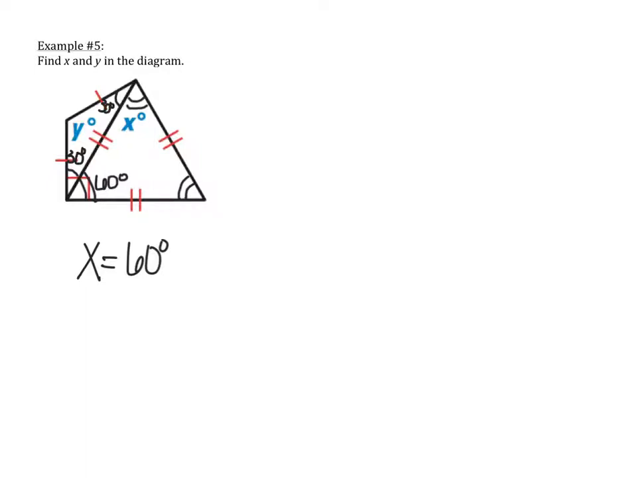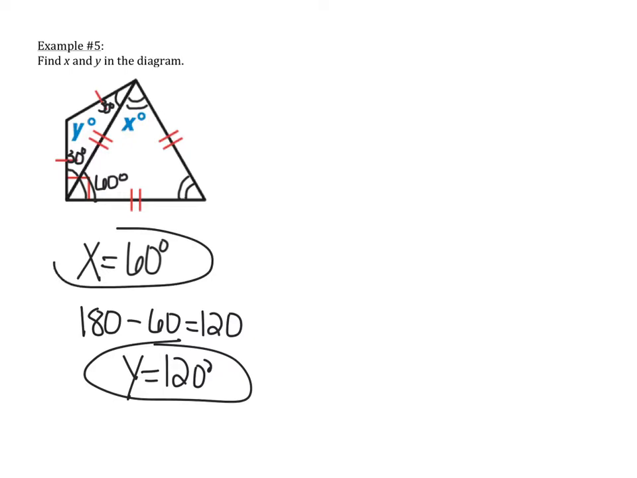So I have 180 degrees in a triangle right here. So if this is 30 and that's 30, that's 60 altogether. So to find the measure of angle y here, I would take 180 minus the 60 to get 120, and that would be what y is equal to. So x equals 60, y equals 120.